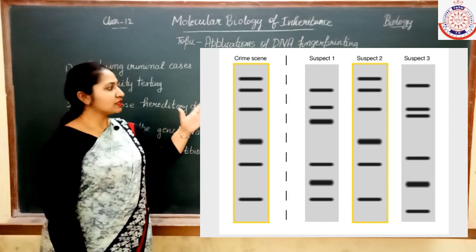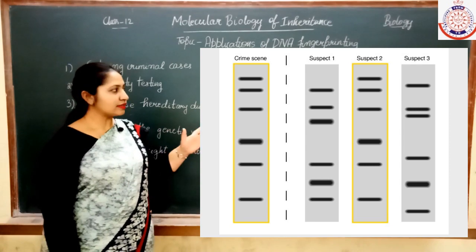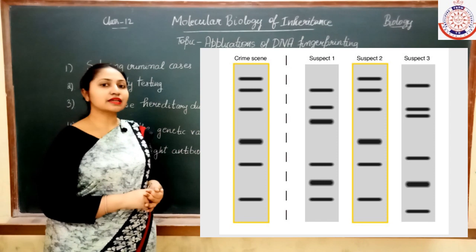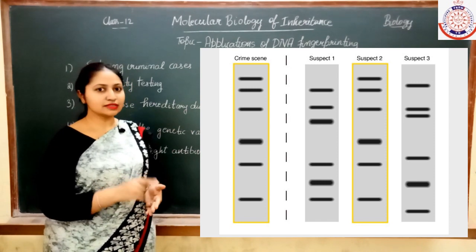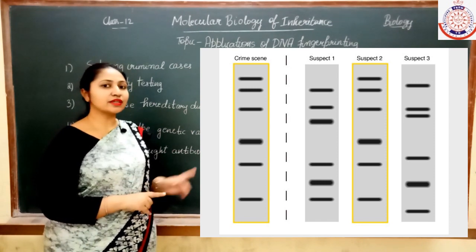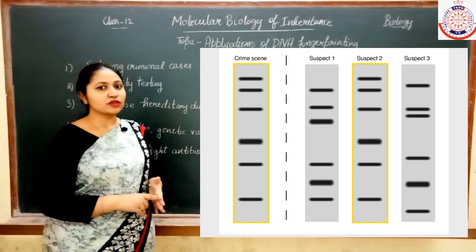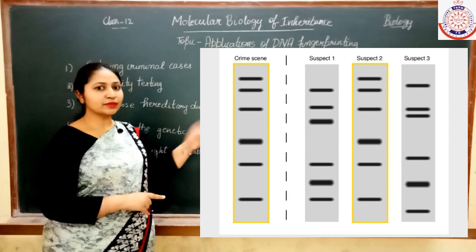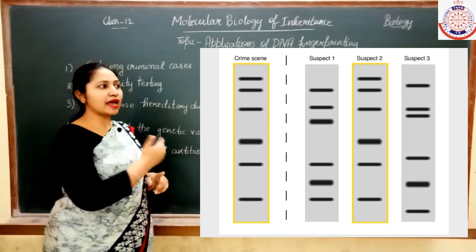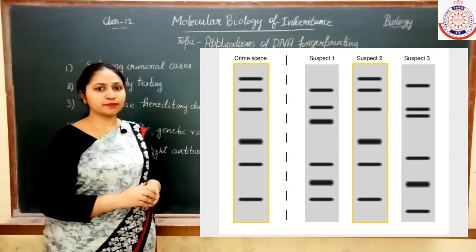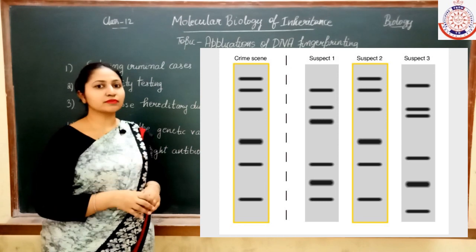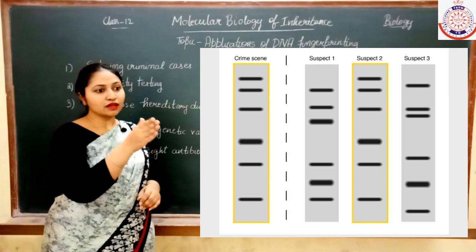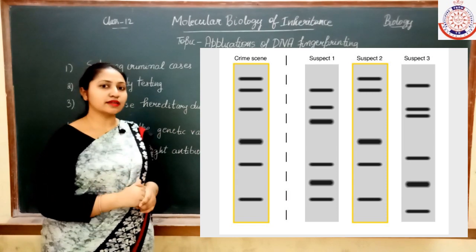Now let's have a look at this diagram. Here the blood sample is collected from the criminal site, known as the crime scene. We will get the DNA fingerprint of that crime scene sample and then match it with the other three suspects. Now what does suspect mean here? Suspect means that we have a doubt that out of these three, one is the criminal.